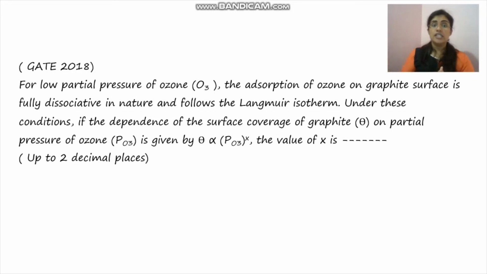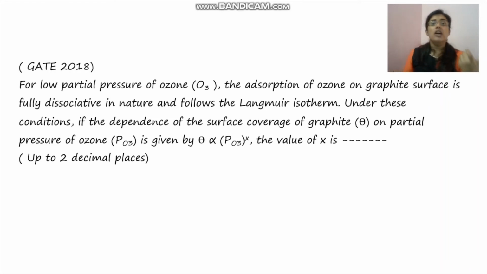Under these conditions, if the dependence of the surface coverage of graphite on partial pressure of ozone is given by theta is proportional to PO3 raised to x, the value of x is, and the answer has to be rounded off to 2 decimal places. So the question looks quite big, but it's a very simple, very direct question in fact. Seeing that it is quite big, don't leave the question unattempted. Just give it a try.